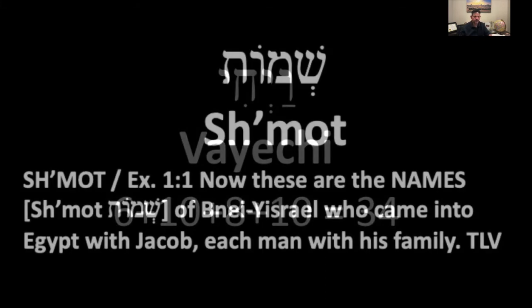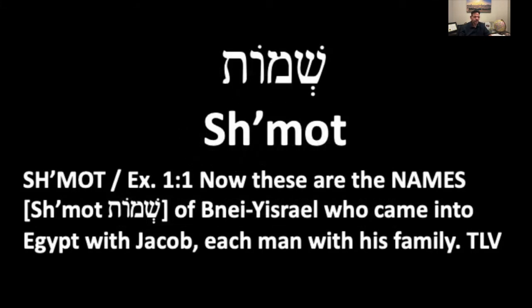Now let's jump ahead to Shemot. Shemot is found in Exodus 1:1. So the reason we call this book Shemot, the book of Exodus, and the portion that is first read in it, Shemot, is because look at the first verse of the book. Now these are the names, or in Hebrew, these are the Shemot of Bnei Israel, which means the sons of Israel.